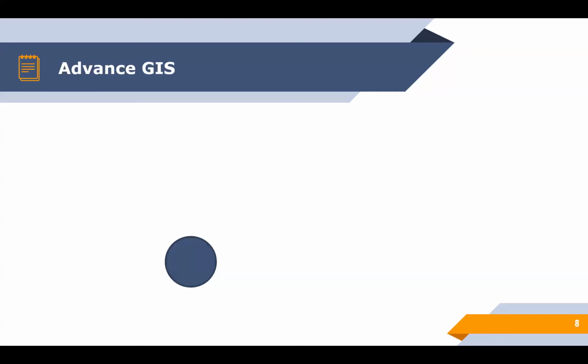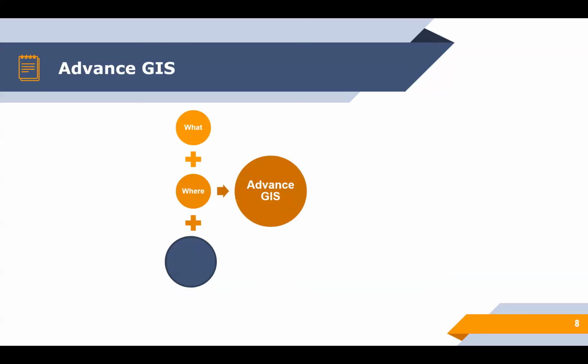Development is a must. Development basically comes in advanced GIS, because the what and where parts are already done. As you know, people have been collecting data for the last 50 years, so data collection is almost completed. Now only modification work is going on.